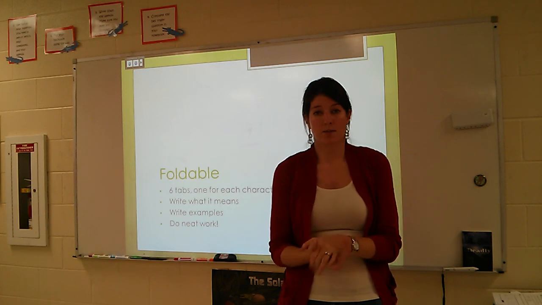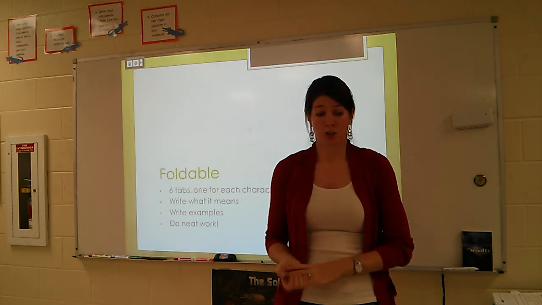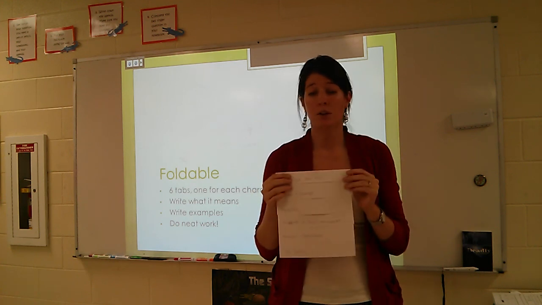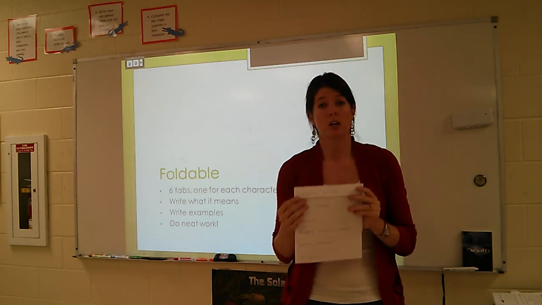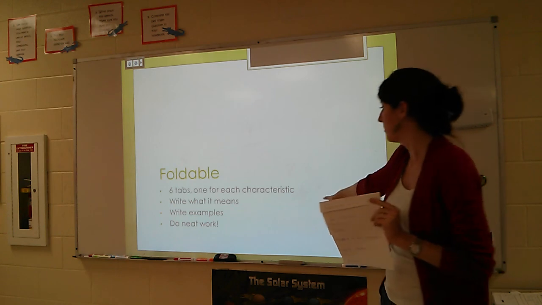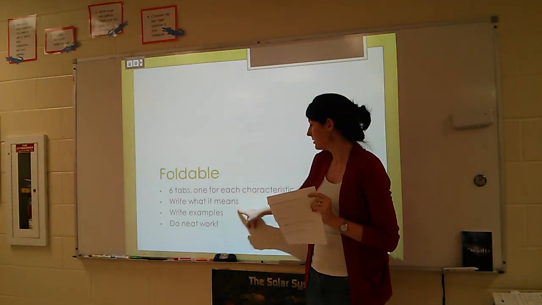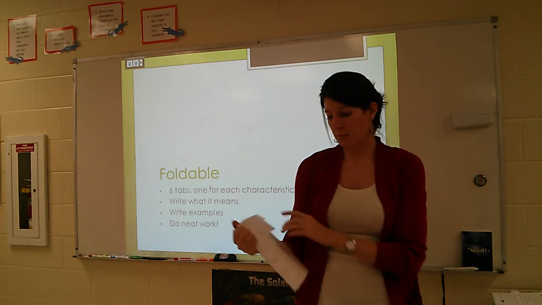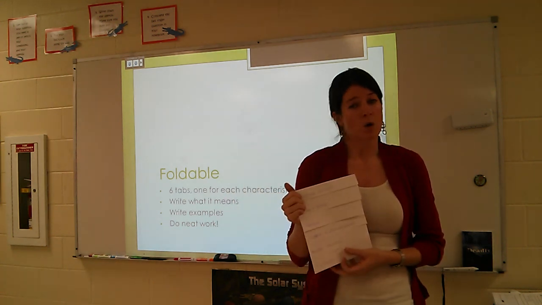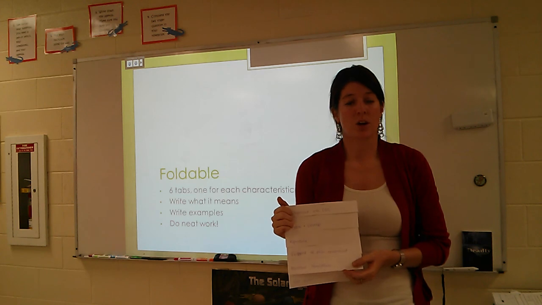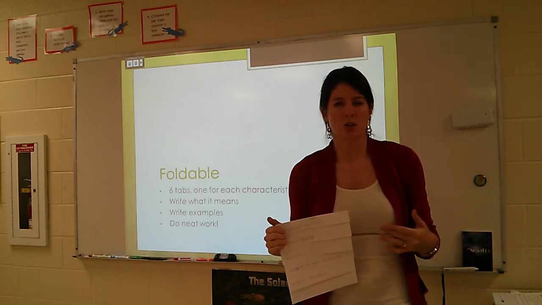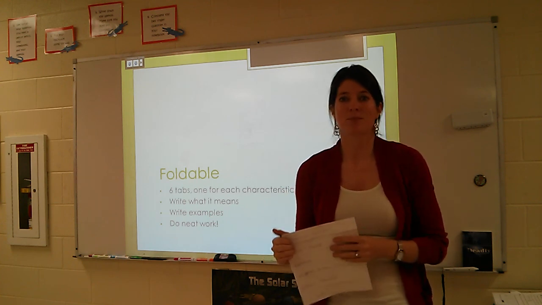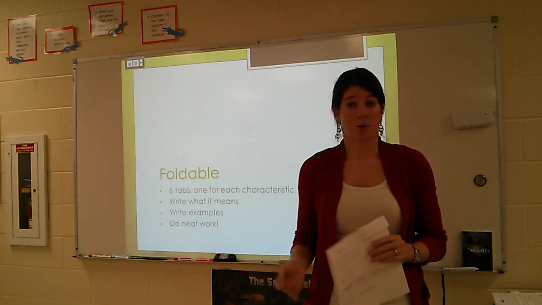On one side of this paper, there's a chart that shows these very same six characteristics. You are more than welcome to use this chart to help you with this assignment. Remember, you have to tell me what it means and write examples of what happens. So for example, for homeostasis, we might talk about thermoregulation or maintaining a temperature. So humans are normally 97.8 degrees or somewhere around there. So that could be an example for homeostasis.